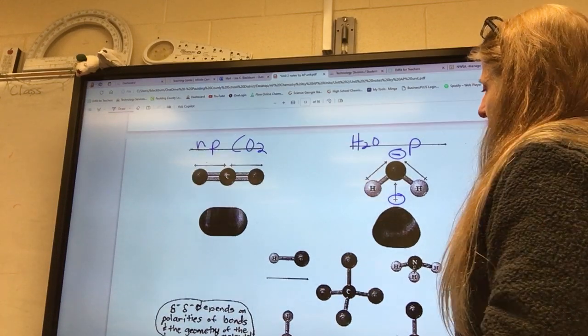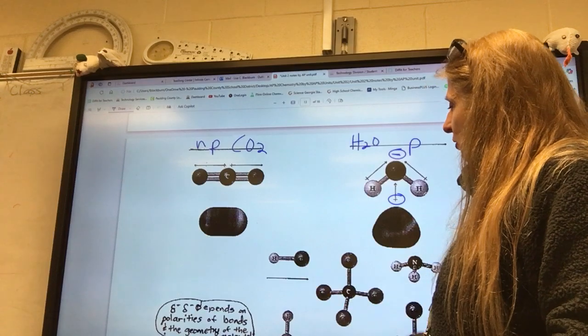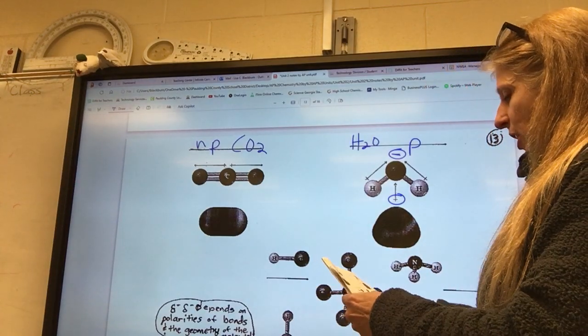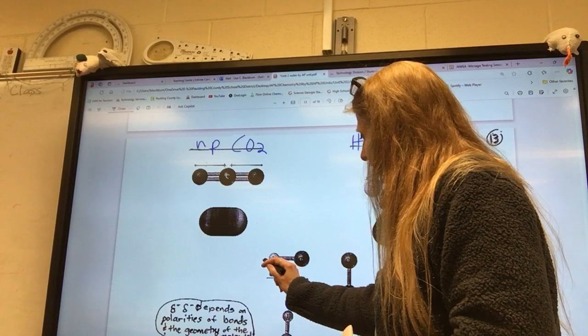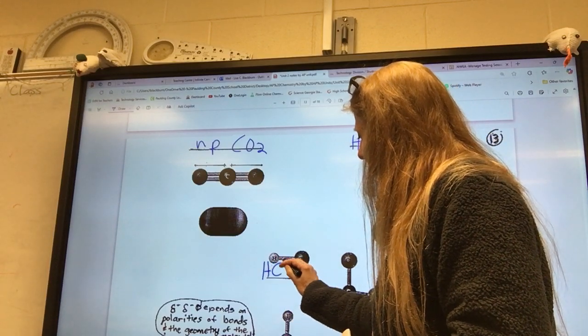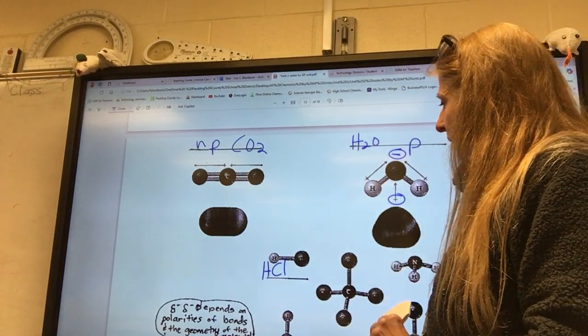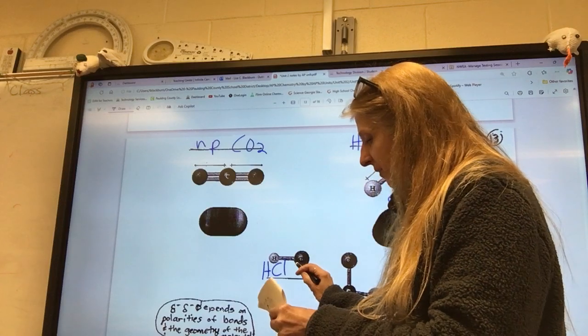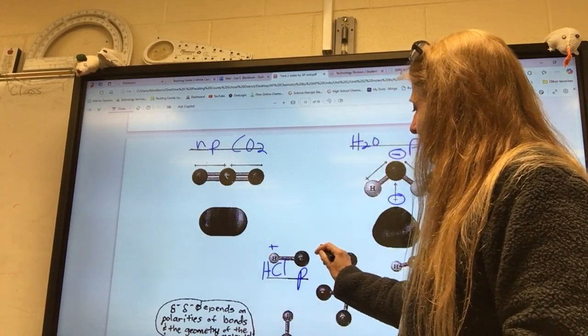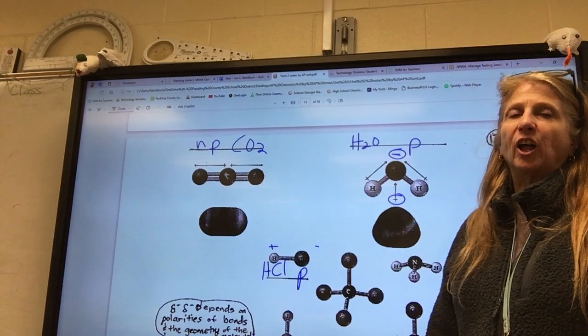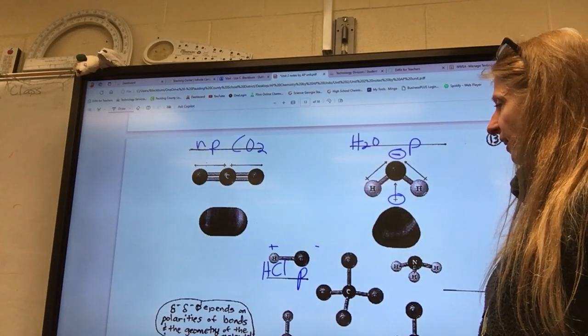Okay, let's try another one. Hydrogen and chlorine. Is that going to be polar or non-polar? HCl, some good old hydrochloric acid. Is it polar or non-polar? I think somebody said it. It's polar. You can see it's going to be more positive on this side, more negative on that side. It has a positive side and a negative side.